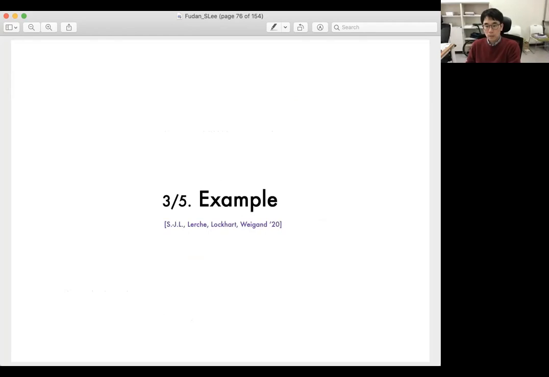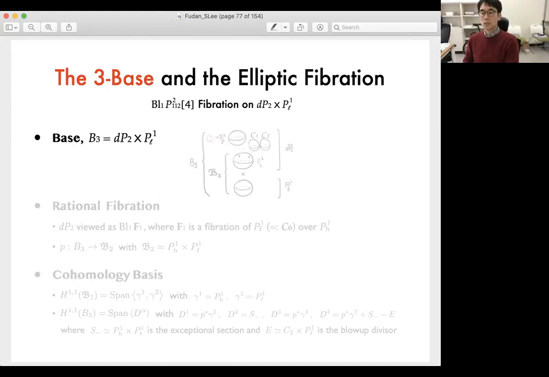So instead, I will be making all of this abstract discussion so far more concrete by illustrating how it works in an explicit fourfold example. So the threefold base of our choice is going to be DP2 times P1_L. The base geometry will involve several P1s, and for a clear distinction, I put the subscript L for this P1 factor. So what are the other P1s?